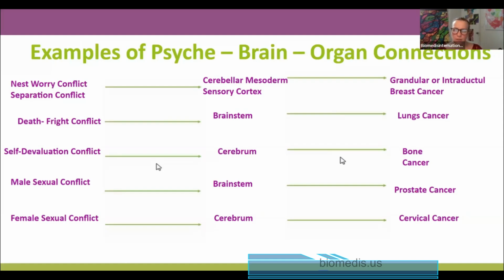Self-devaluation conflict: cerebrum, bone cancer. Male sexual conflict: brainstem, prostate cancer. Female sexual conflict: cerebrum, cervical cancer. All of those conflicts go to different parts of the brain, and the signal is sent to different parts of the body.